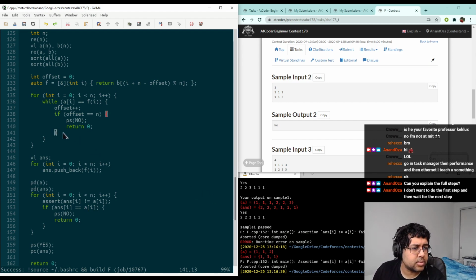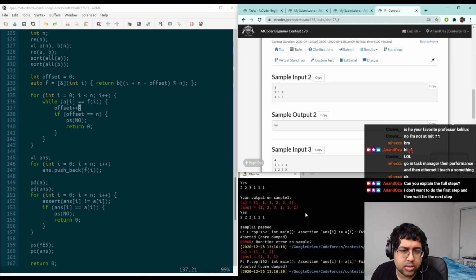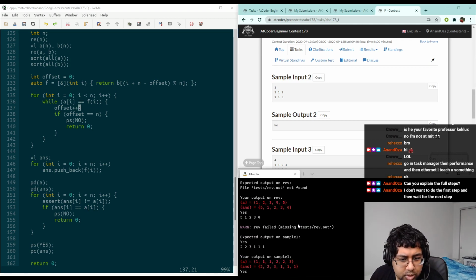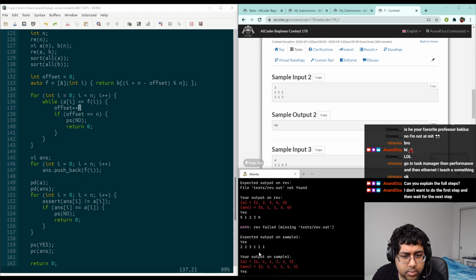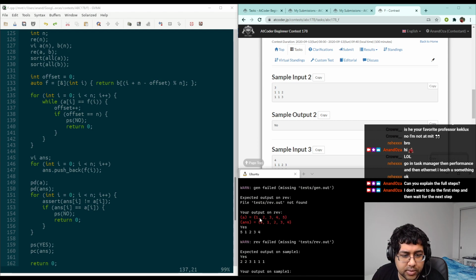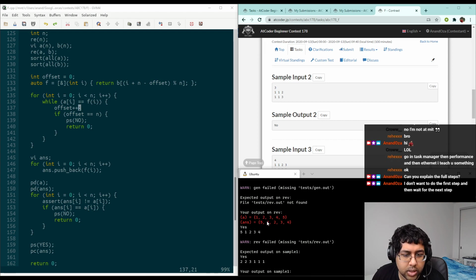So I want to find a better way to detect when the answer is no. So let's look at one of the examples that actually worked. For this example, we shifted everything to the right by 1. Okay, so that was cool.